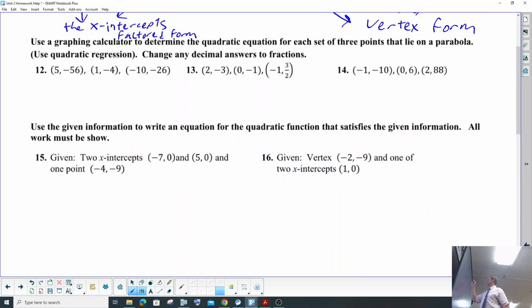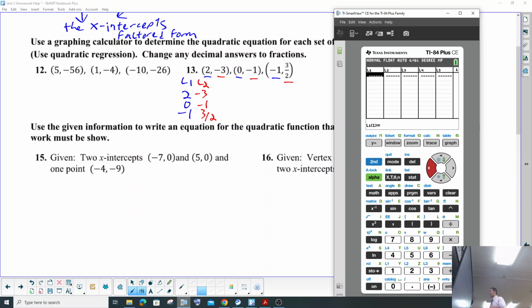List 1 will be the x values: 2, 0, and negative 1. And then list 2 will be the y values: negative 3, negative 1, and 3 halves. And then you just run a regression on it and get the equation. So again, list 1 is 2, push enter to go to the next line. 2, enter, 0, enter, and negative 1, enter, good. And then for list 2, you're going to type in negative 3, enter, negative 1, enter, and then 3 divided by 2 gives you 3 halves, 1.5.